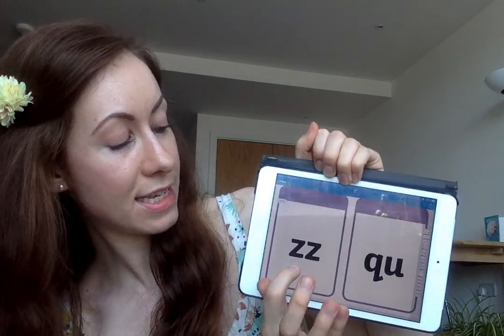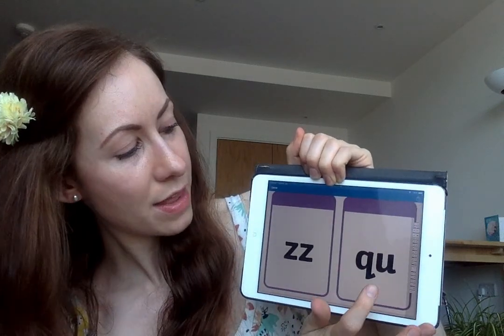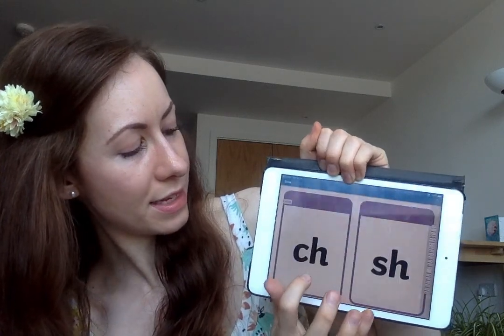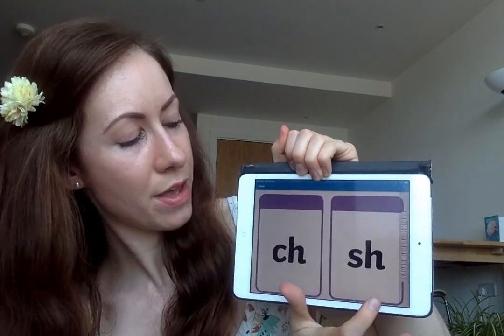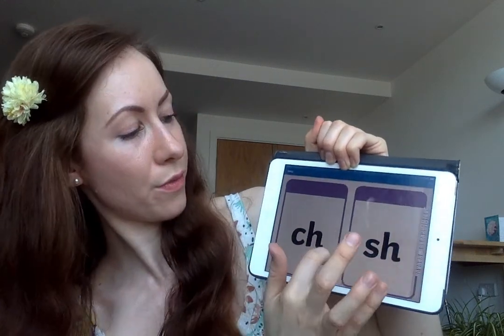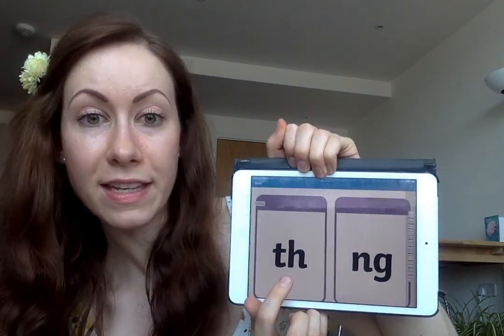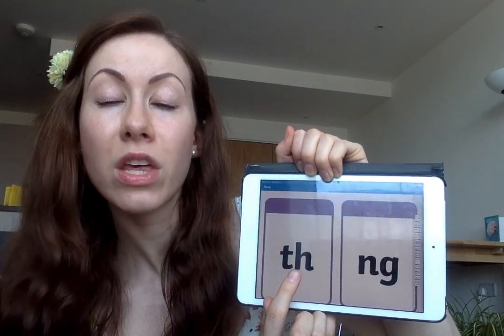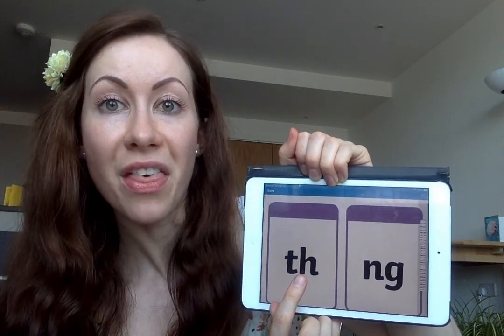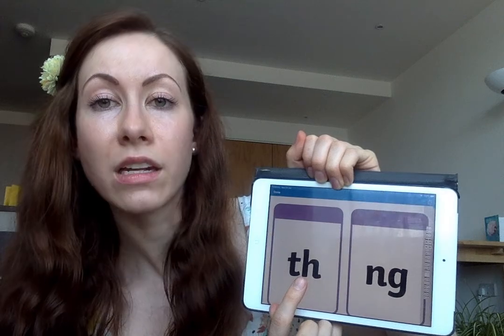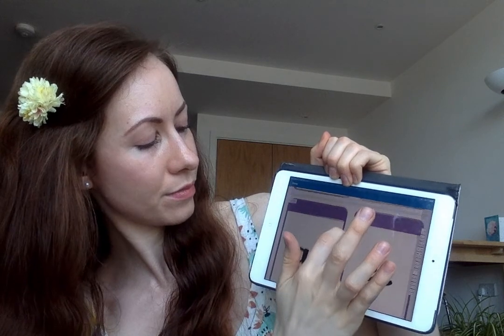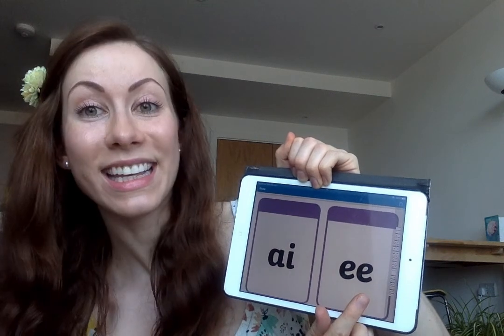Good. This is the digraph. Z. This is qu. Good. This is ch. This is sh. This is, now this one, we've got two different sounds that we can make for this one. We've got the soft one like think, and then we've got th, that, okay, so th and then. Then we've got this one, this is A, good, and this is E.